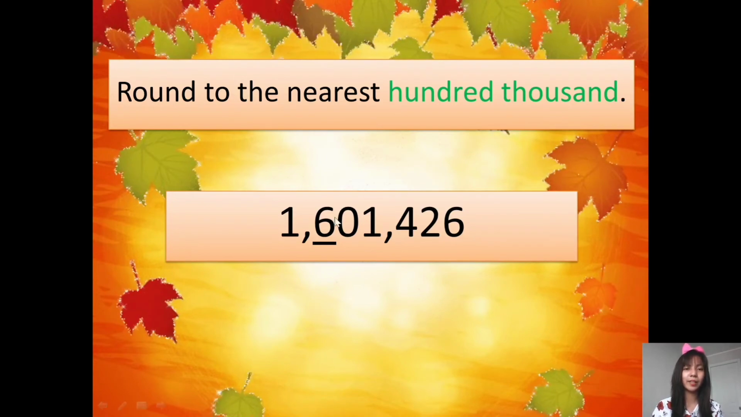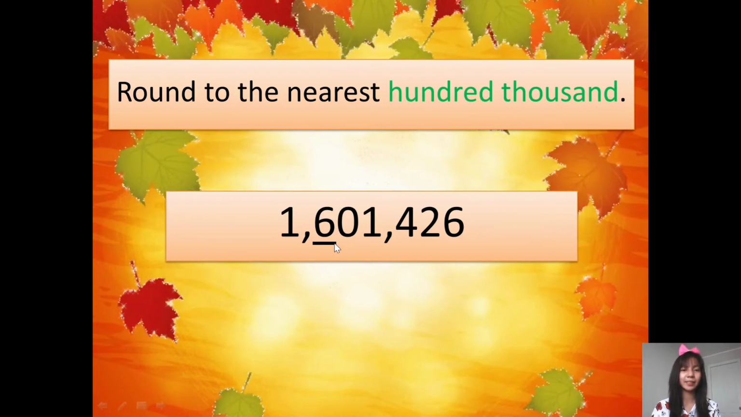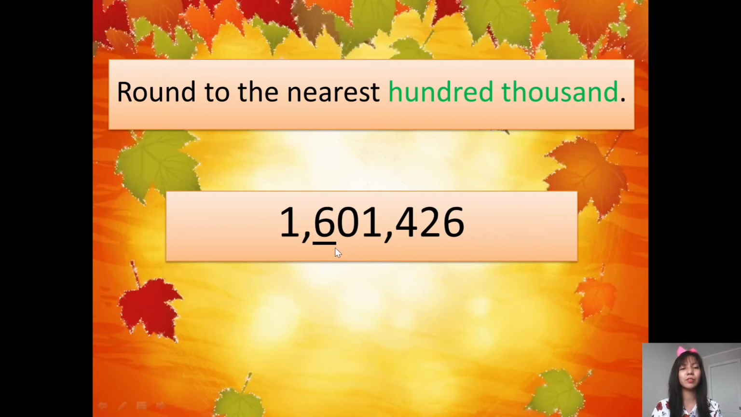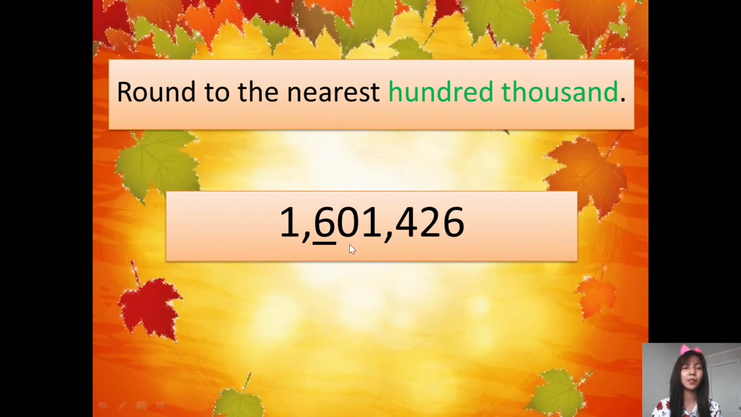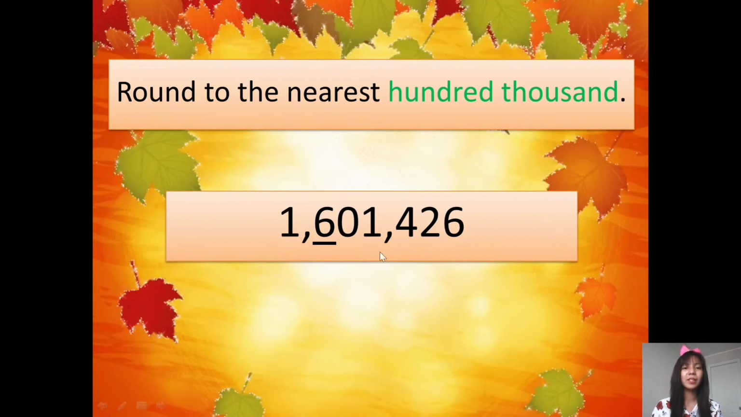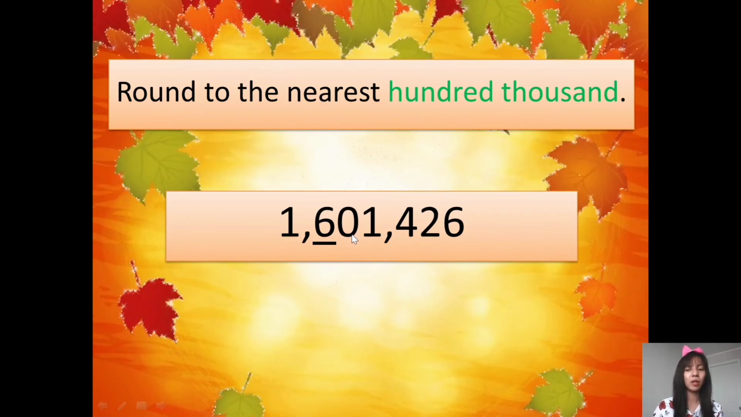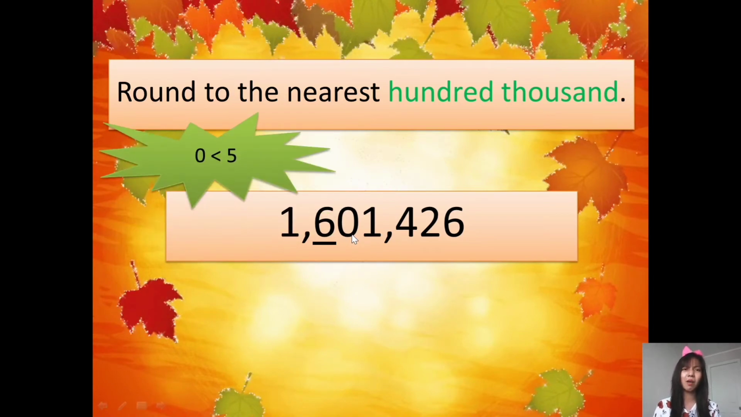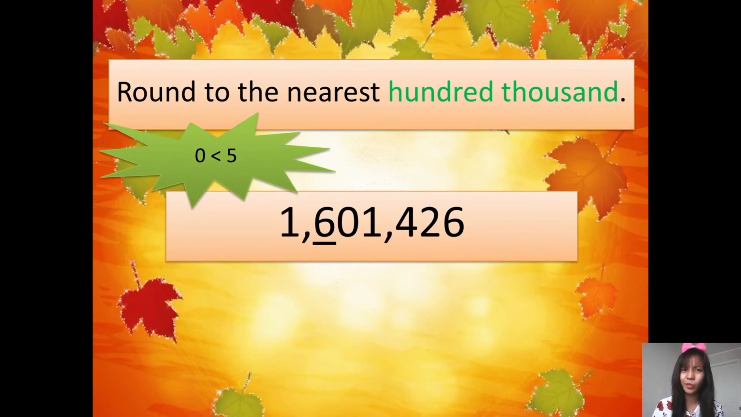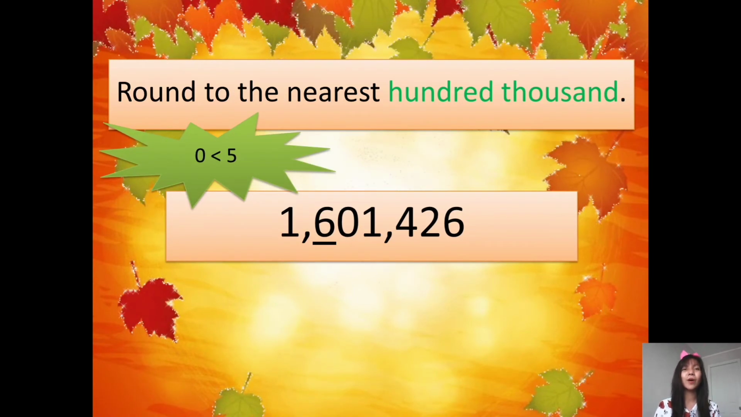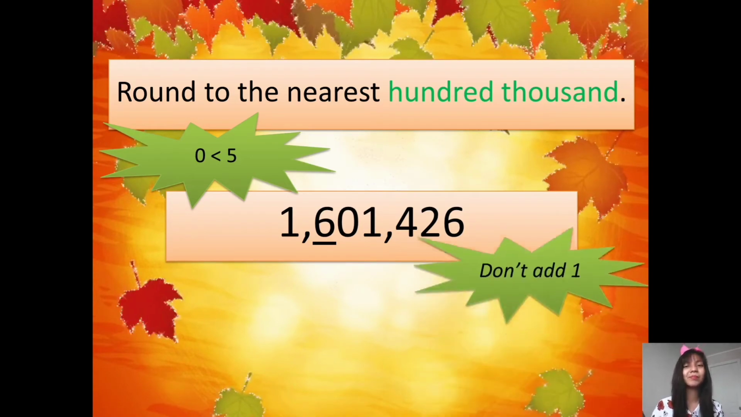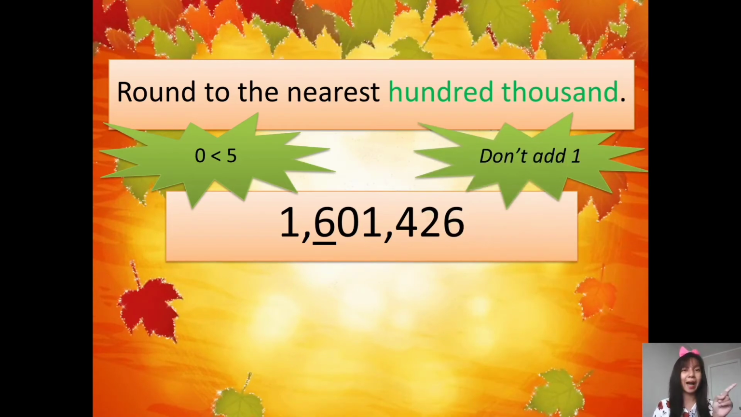So our underlined number here is 6. Okay, we have the given number 1,601,426. Okay, the next number to 6 is 0. So we all know that 0 is less than 5, or less than 5.